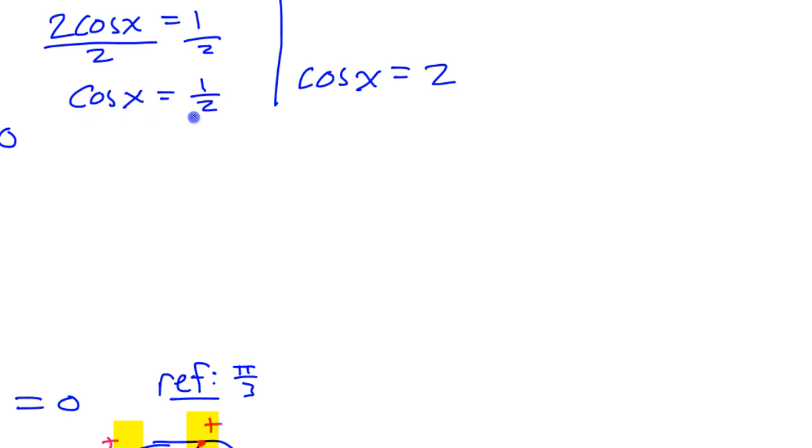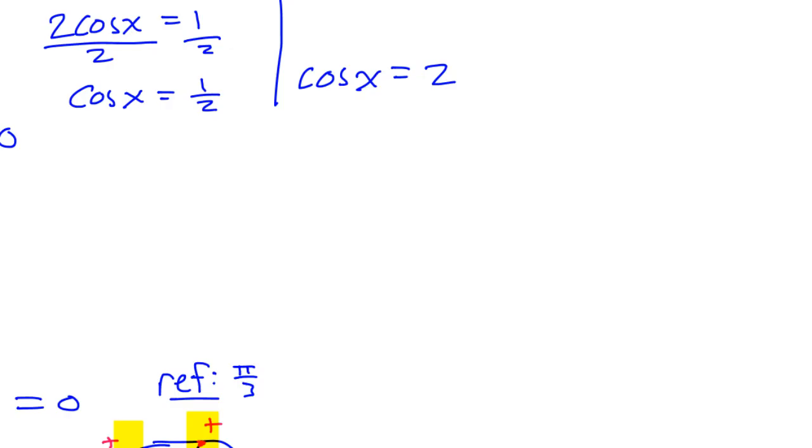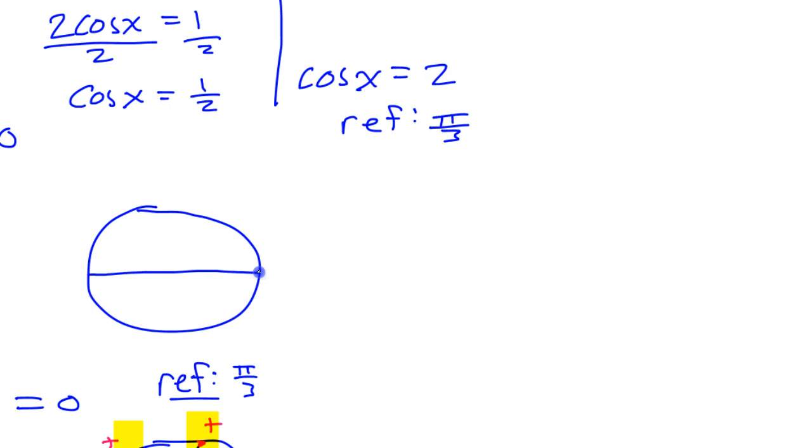Cosine of what angle is 1/2? Well, the reference angle is pi over 3. Notice that the cosine of pi over 3 is equal to 1/2. So that's not the answer, that's the reference angle. So now that I know that the reference angle is pi over 3, I can draw myself a little diagram, and it will be a diagram of pi over 3.